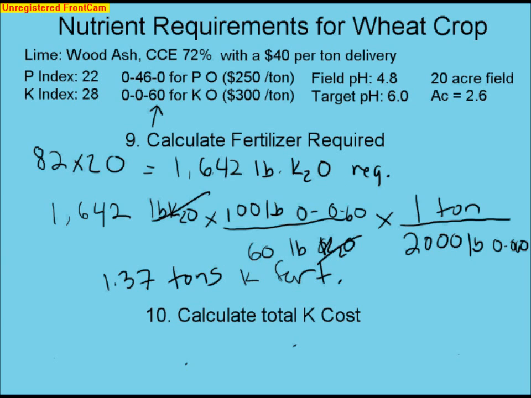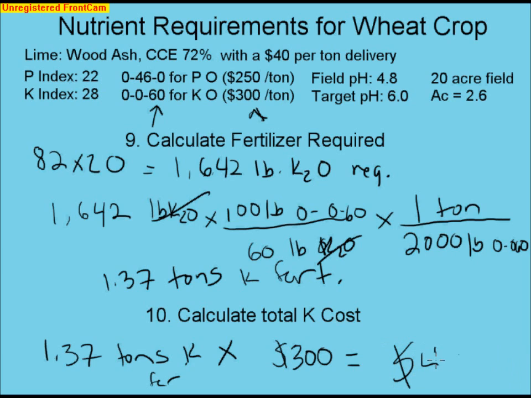Then we can calculate the total cost. So we have 1.37 tons of K fertilizer, and we know that it costs $300 per ton. And that gives us a total cost of $410.